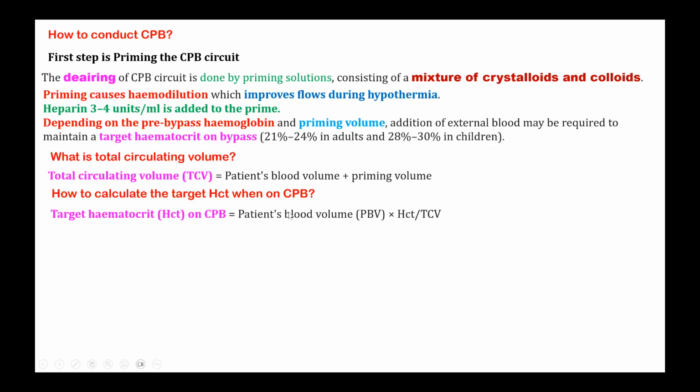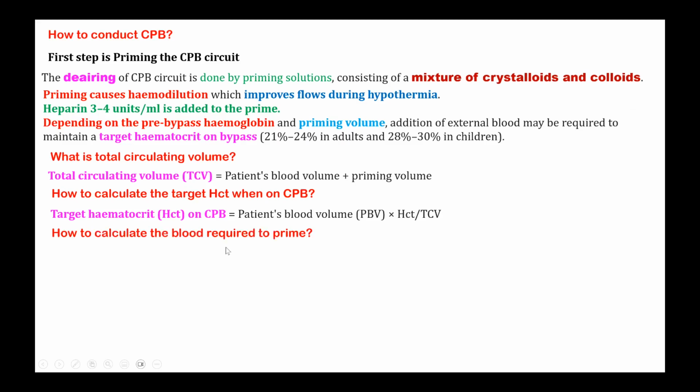So patient's blood volume, supposing you take this as 5 liters, and the hematocrit is say 30%. He has a hemoglobin of 10 grams, then hematocrit will be 30. You multiply that by the patient's blood volume and divide by the total circulating volume, which is calculated by the first formula. Then you can achieve the target hematocrit, which should be between 21 to 24%. So normal hematocrit is 30%. We should have at least 21 to 24 when the patient is on bypass.